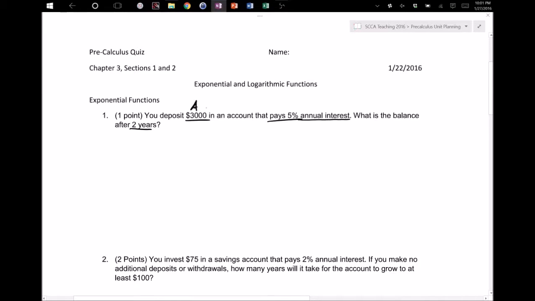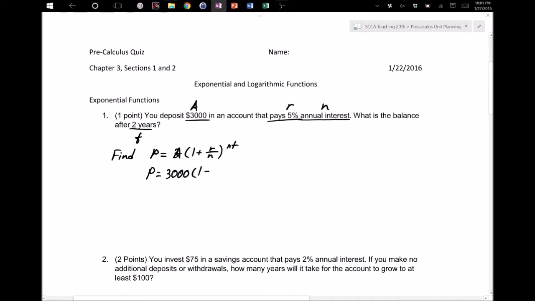So here is my A, here is my rate, here is my number of times it's compounded, and here is my time. What am I trying to find? I want to find P, which equals A times (1 plus R over N) to the NT.